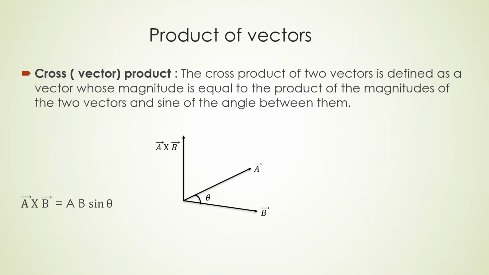Next, under product of vectors, we will study cross product, that is vector product. The cross product of two vectors is defined as a vector whose magnitude is equal to the product of the magnitudes of the two vectors and the sine of the angle between them. As you can see in the diagram, if theta is an angle between the vectors A and B, then their cross product is given by A cross B is equal to AB sine theta.